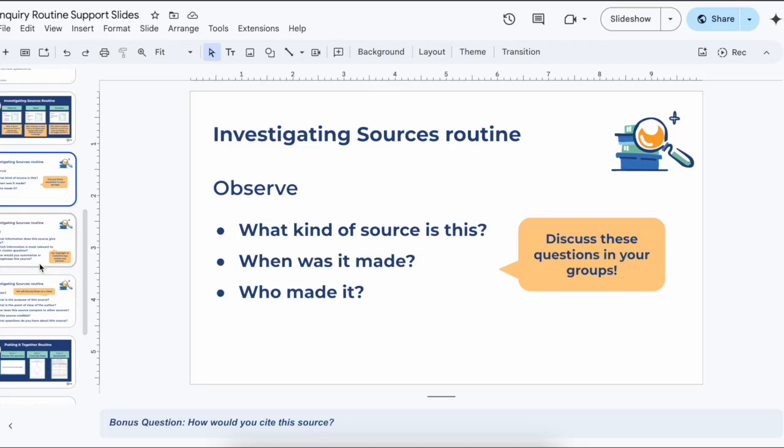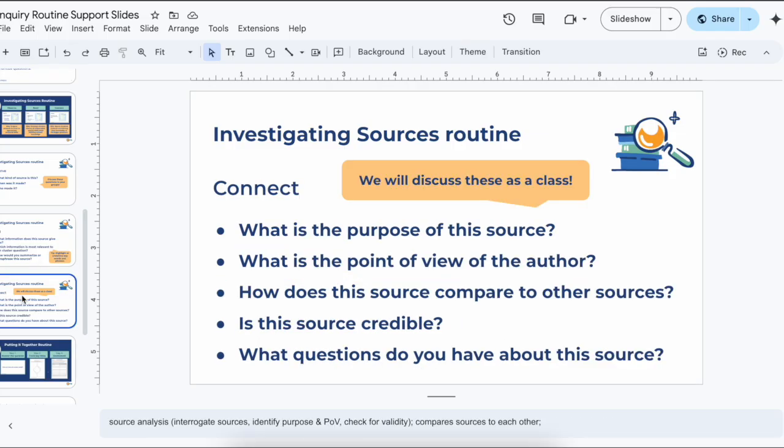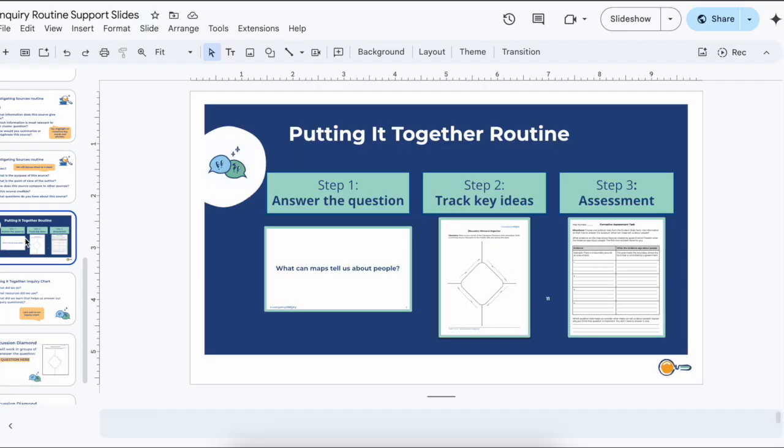You can have students discuss in groups about the source. You can investigate what is it telling us, what are the key ideas, and then finally connecting, right? Like talking about point of view. Is there credibility? You could totally use this with something like a news source from today as well. And then we need to put it all together and go back to that question and answer it using evidence from the source or sources we explored.